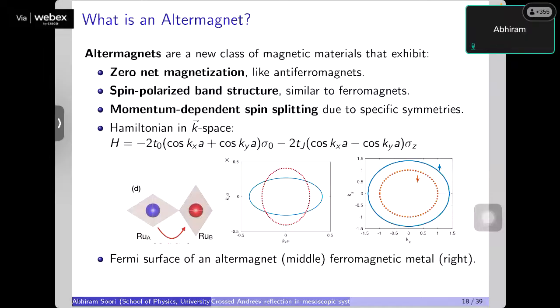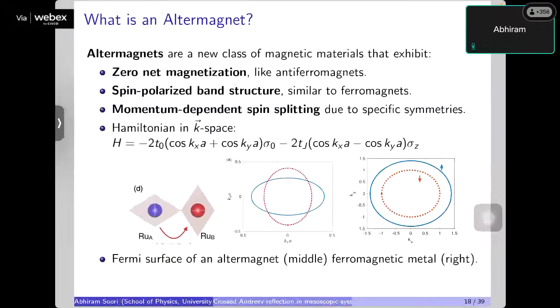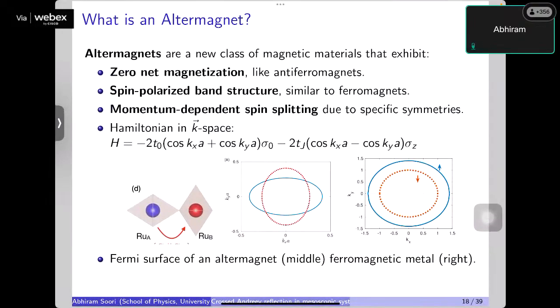But the size of these Fermi surfaces is exactly the same. They are not different. The only thing is that they are elongated in different directions. That is why there is no net spin polarization or net magnetization in altermagnets. But in ferromagnets, the rightmost figure, there is net spin polarization, because the Fermi surface for upspin is larger in size compared to the Fermi surface for downspin.